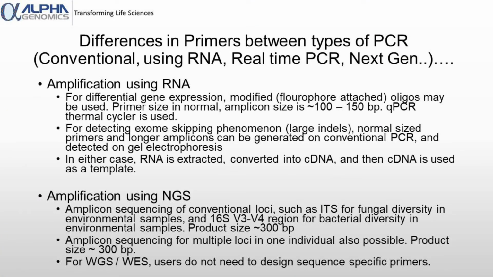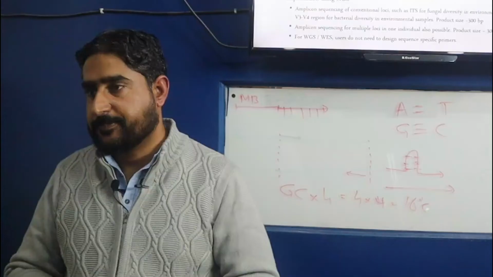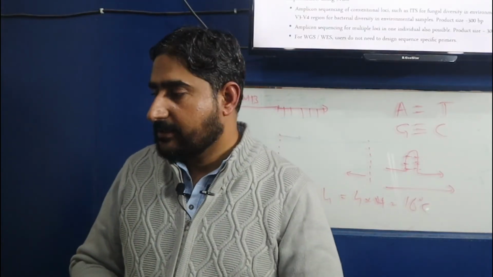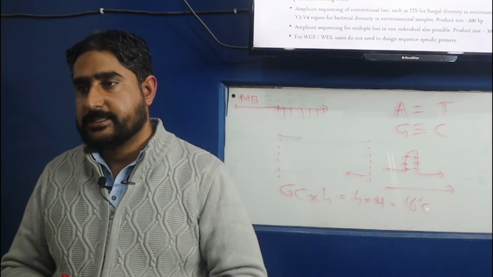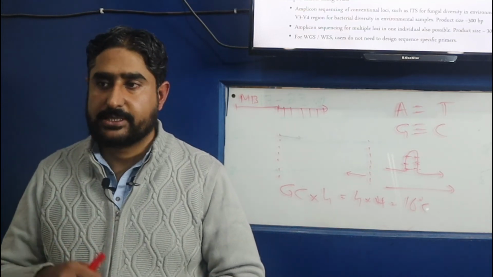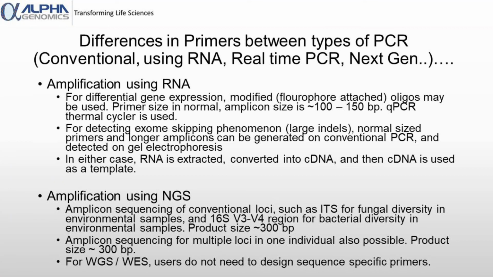We can amplify using RNA, but then we need to convert that RNA into cDNA. Basically, when we have to quantitatively check the expression of genes, because gene expression is dependent upon tissue and time of expression, we have to start from the RNA. But instead of using RNA directly, we first need to convert that RNA into single stranded cDNA for amplification. At other times, we might need to pick primers for amplicon sequencing and next generation sequencing.